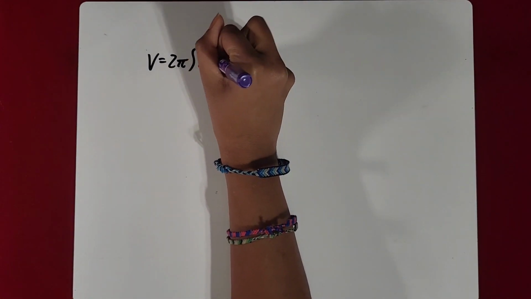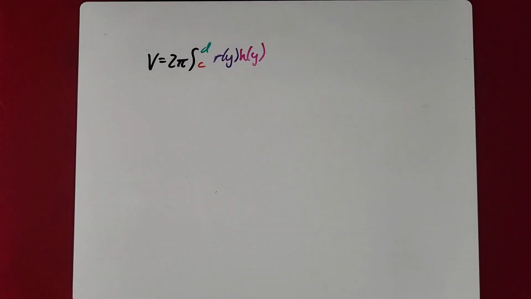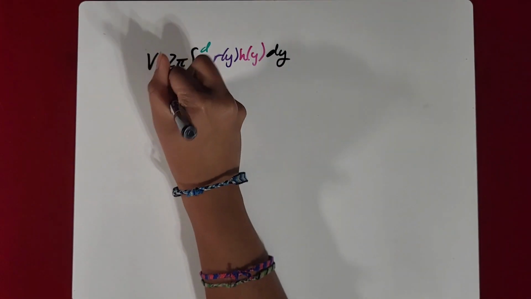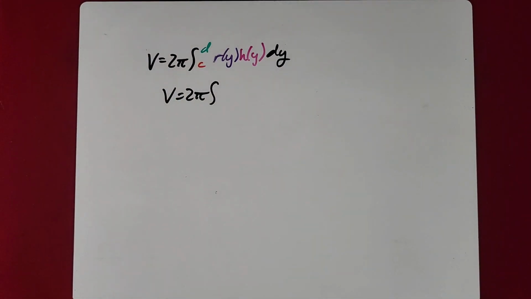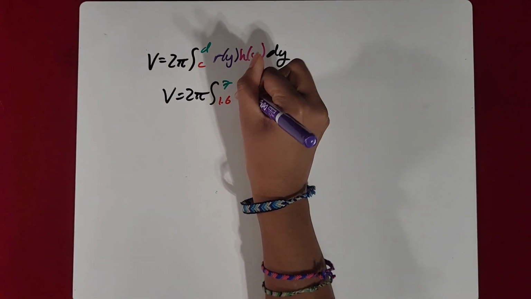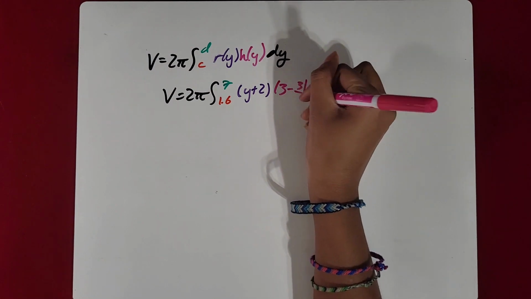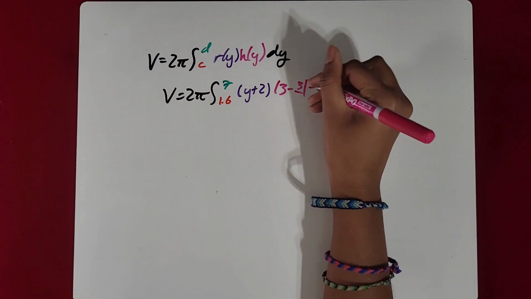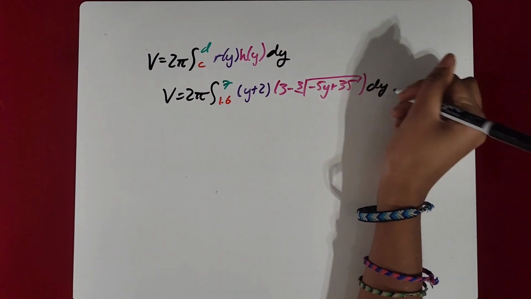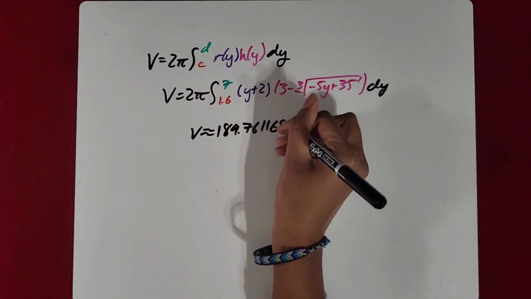Now let's set up our equation using the y-axis shell method formula. We will be using the same bounds as the previous equation. We can substitute d with 7 and c with 1.6. R of y can be substituted with y plus 2, and h of y can be substituted with 3 minus the cube root of negative 5y plus 35. After taking the integral and evaluating the bounds, we will get a final answer of 189.761.